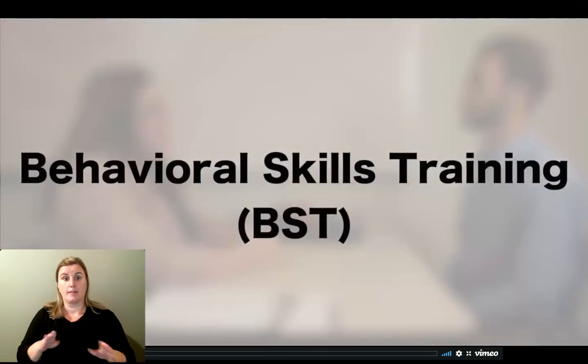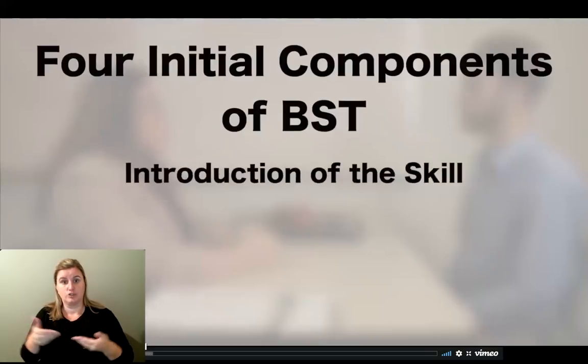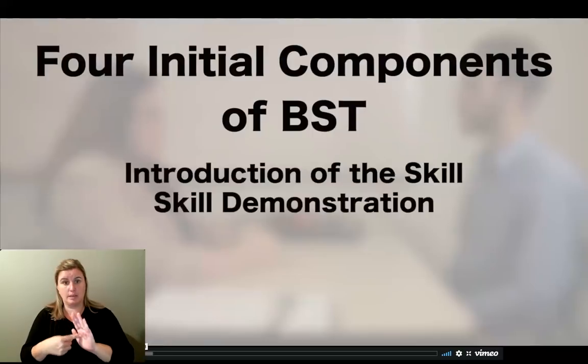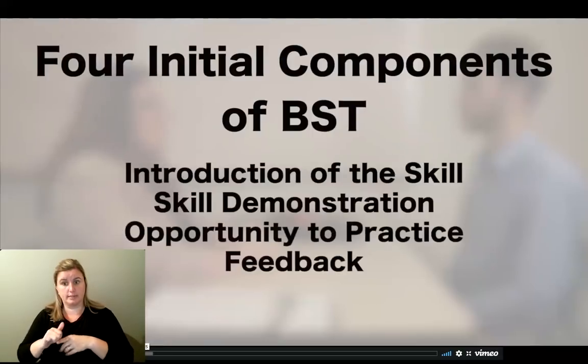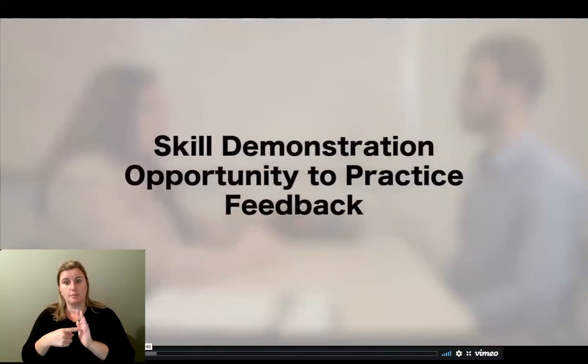Behavioral skills training, or BST, is a procedure for teaching new skills. BST is a useful tool for training adult learners and is a required procedure of supervision. The four initial components of BST are as follows: introduction of the skill, skill demonstration, opportunity to practice, feedback. Skill demonstration, opportunity to practice, and feedback are repeated until mastery is observed.